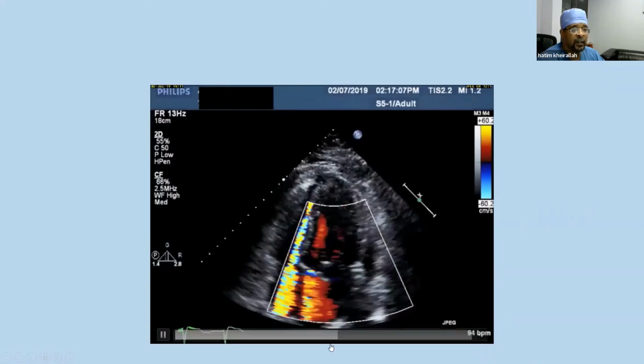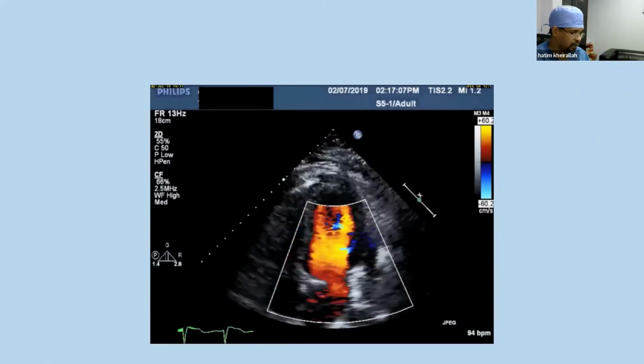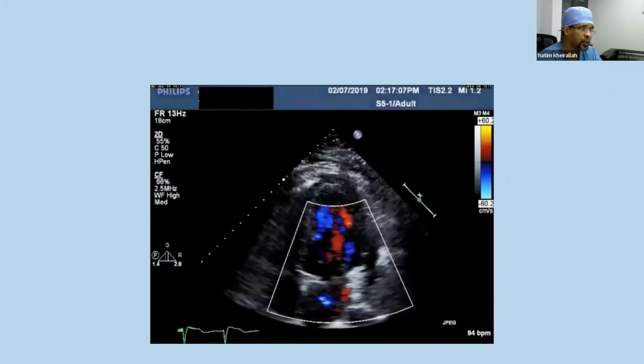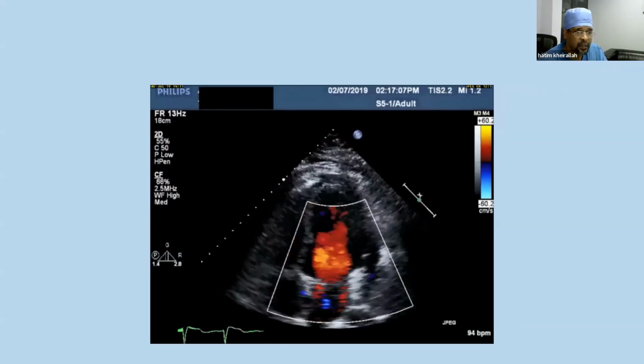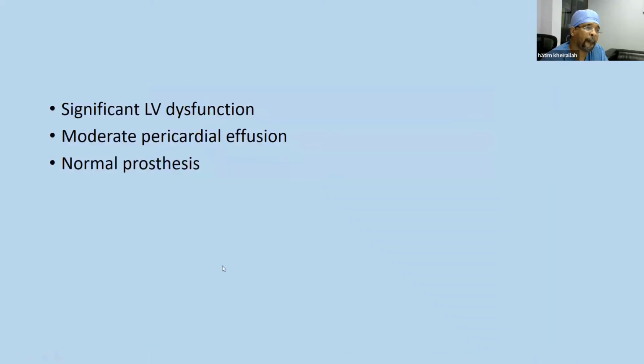That is the situation. So we anchored on this LV dysfunction and the moderate pericardial effusion, and we think that's enough explanation for the acute hemodynamic deterioration. And we advise to rule out ischemic heart disease and possibly to drain the effusion and that stuff. So significant LV dysfunction.